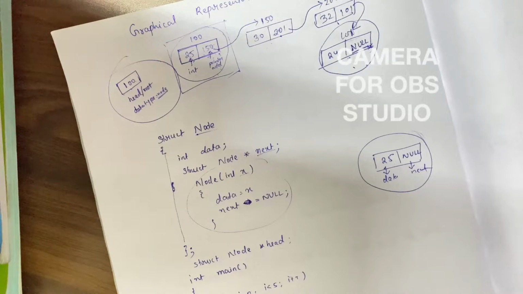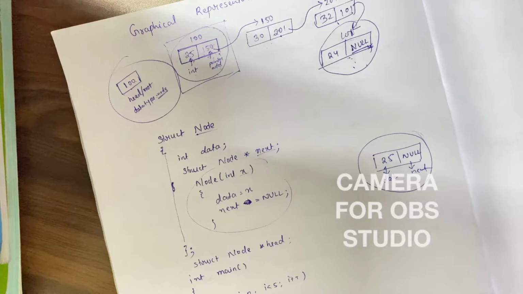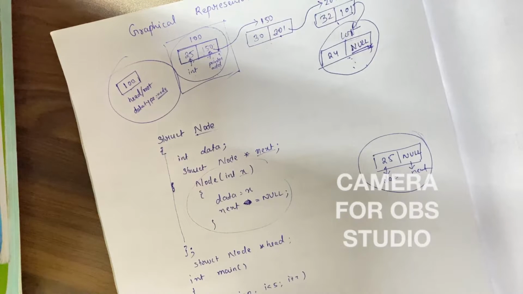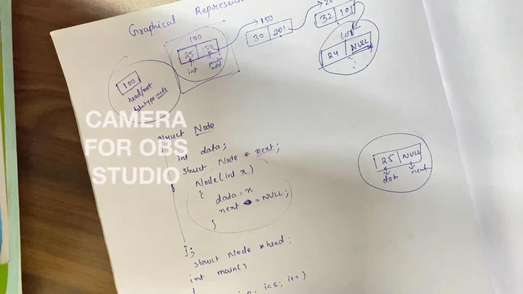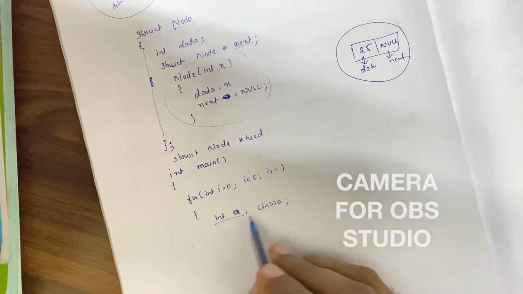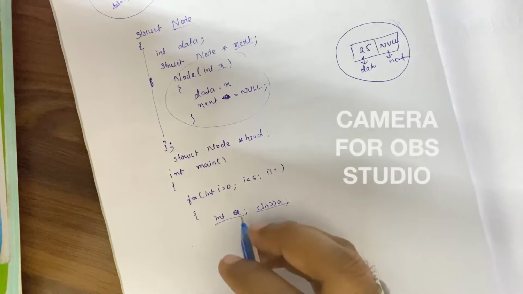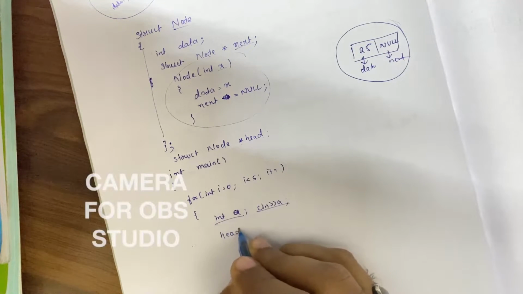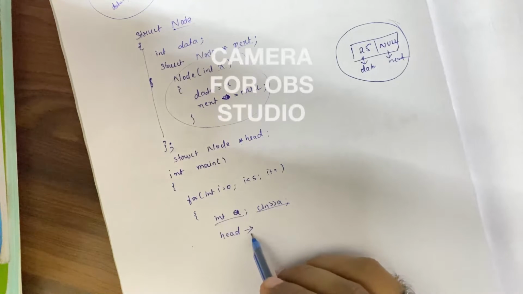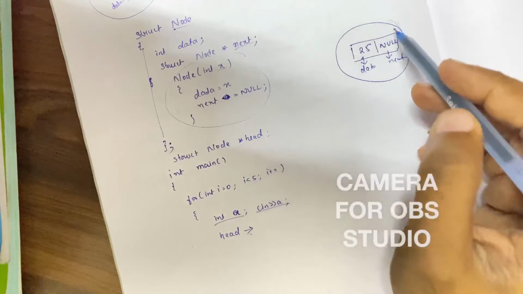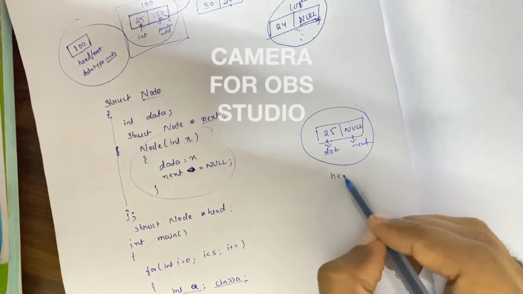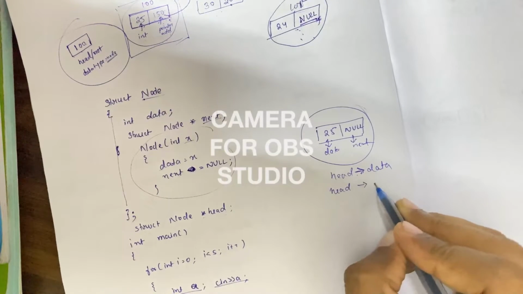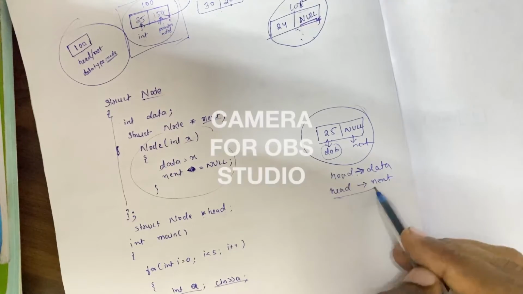And now in int main we will start taking input. So let's say I have a data type int a, and I have taken input a from the user. Now what we will do is head. In order to access these two values, we write head, a dash and an arrow, data and next. So this will point to this one and this will point to this one.